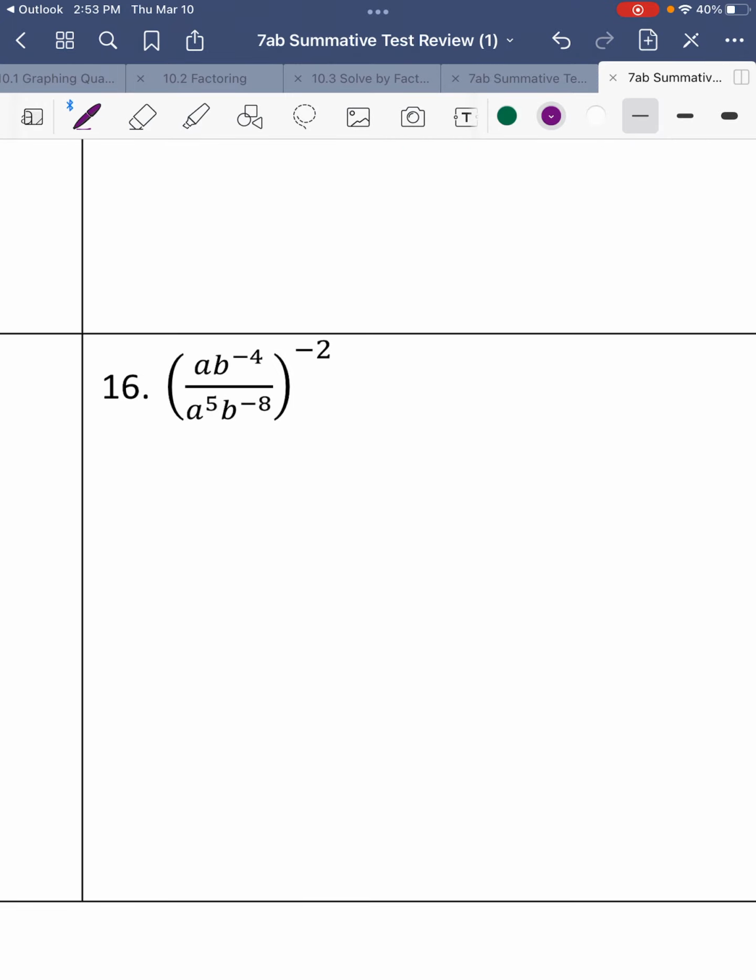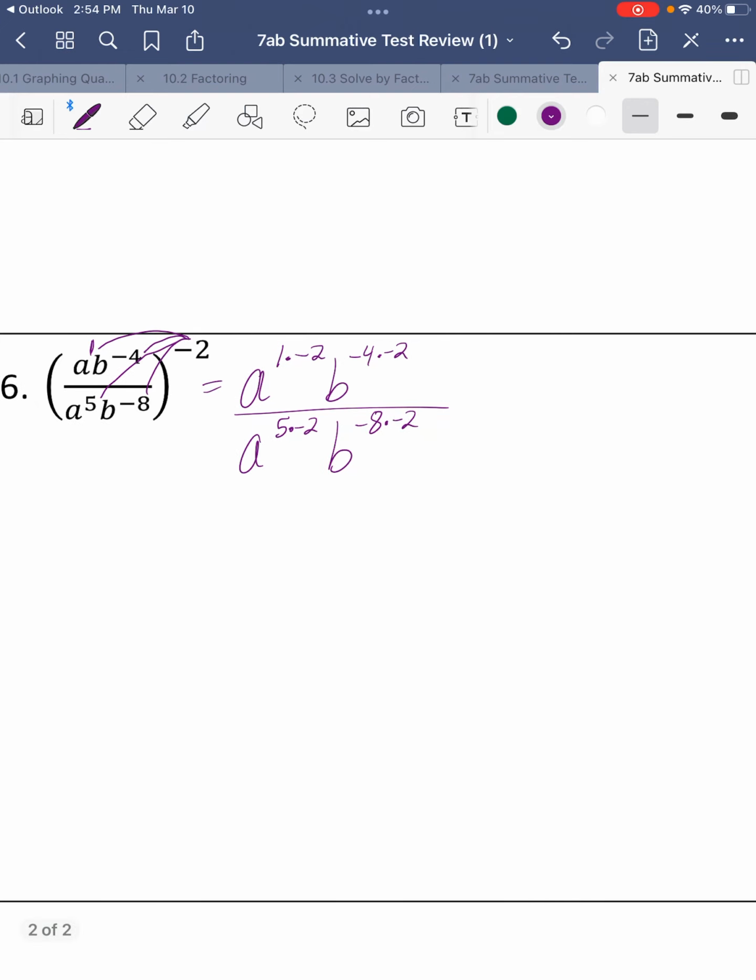And our last problem. You made it this far, good job. In this case, when I have a negative exponent on the outside like this, I would like to distribute first. There are other ways you can go about this, but I'm going to distribute. I think it's a little easier to do it this way. And then we'll worry about the negatives later. So you have b to the negative 4 times negative 2. You have a to the 5th times negative 2. b to the negative 8 times negative 2. So multiply them out: a to the negative 10, b to the 16th.